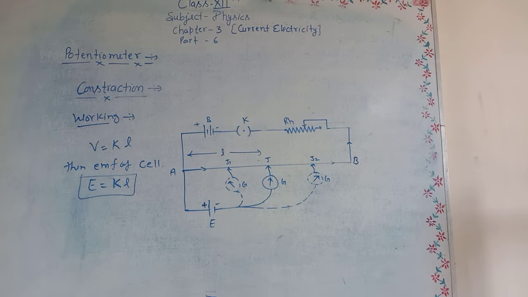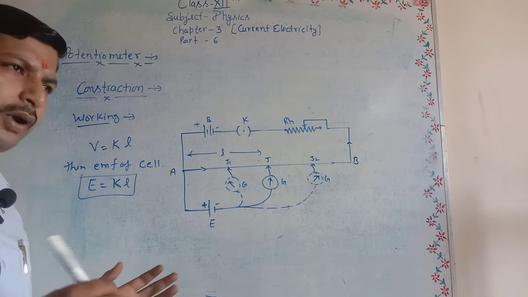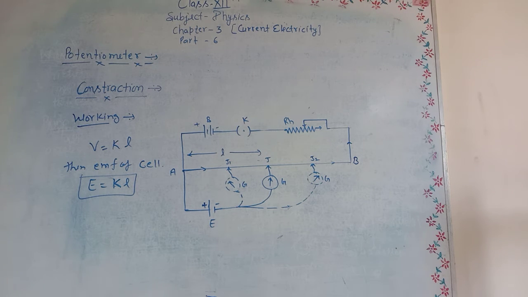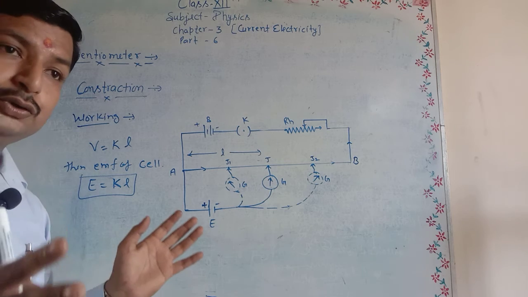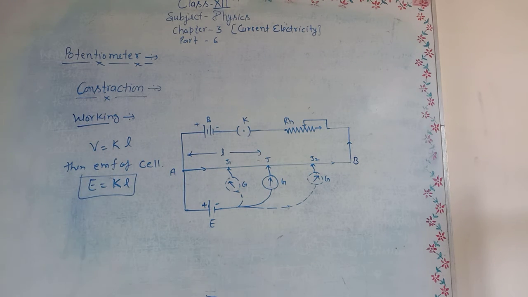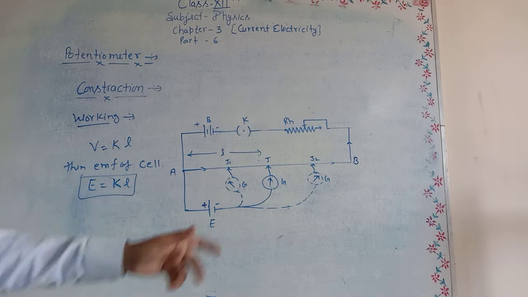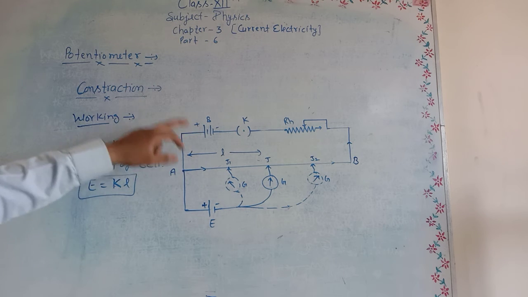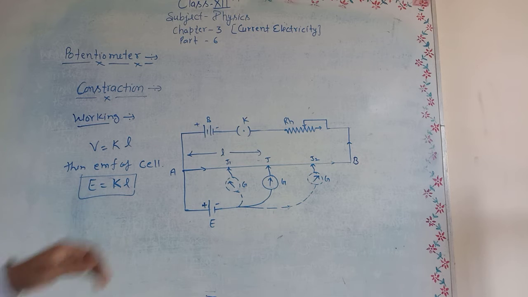Okay students, the potentiometer measures the potential difference between the two ends at the zero deflection position, so it is better than the voltmeter. Okay students, I hope you understand the potentiometer, its principle, its construction and working, and how to find the EMF of any cell by the potentiometer. Okay student, E is equal to KL.